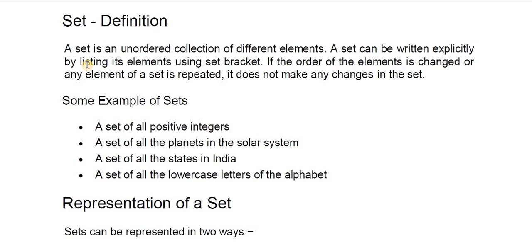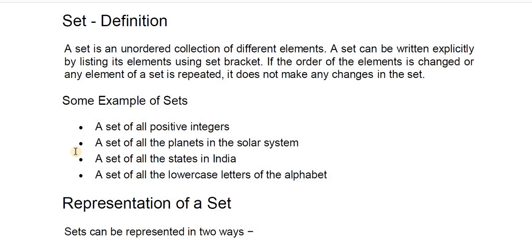And it is written within the curly bracket. Okay, so those list of elements are written within that curly bracket. If the order of the elements is changed, or any element of a set is repeated, it doesn't make any changes in the set.